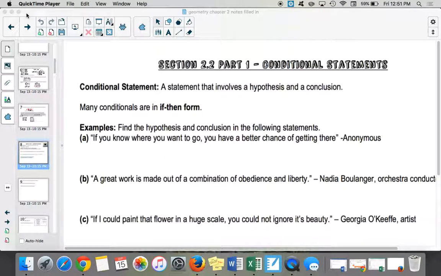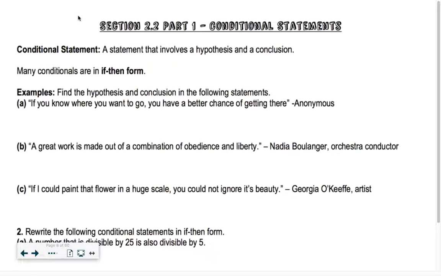Section 2.2, Part 1, so conditional statements. A conditional statement is something that involves a hypothesis and a conclusion. Usually we see them in if-then form. That's the most common conditional statement. It will say, if this is true, then this must be true.